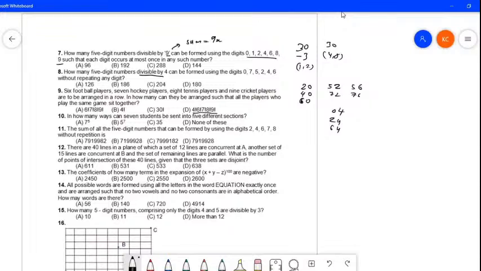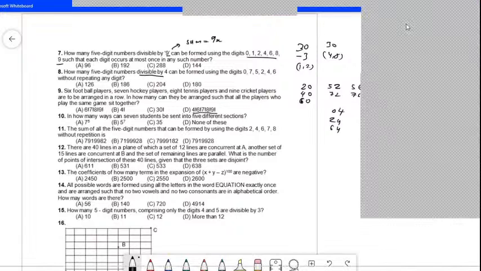Okay. Question number 10. Lots of students को problem होता है. I'll just explain in line. Karishma, please mute your audio.